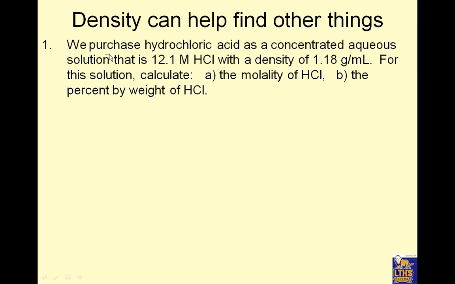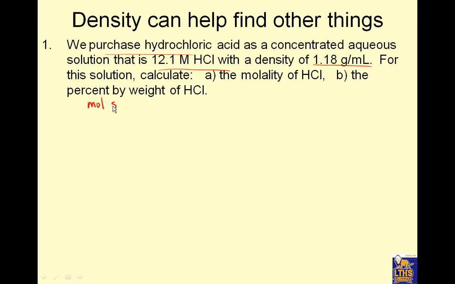Alright, so when we make that hydrochloric acid that we use in the lab, it comes from 12.1 molar HCl that has a density of 1.18 grams per milliliter. For this solution, let's calculate the molality and let's calculate the molarity of the solution. Okay, so how are we going to do that? Well, for molarity, we need moles per liter. For molality, we need moles per kilogram solvent. So let's do molality first.